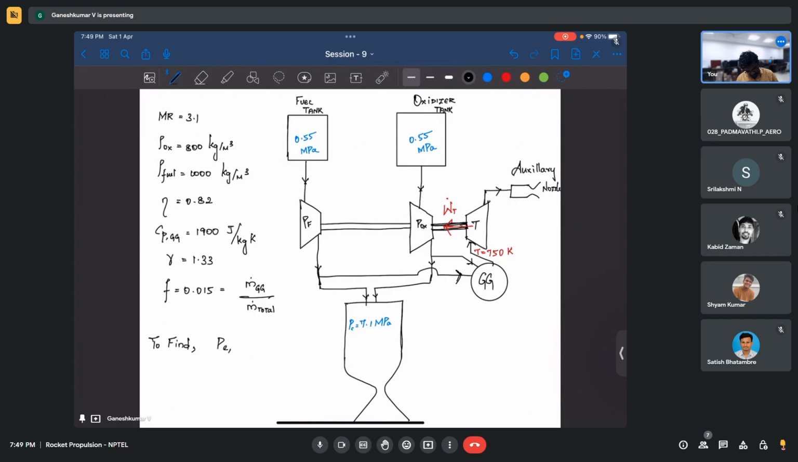Pressure exit of the turbine and pressure inlet of the turbine, or vice versa. Pressure inlet is going to be higher, right? Say RP. This is what you need to find. How do we find it?